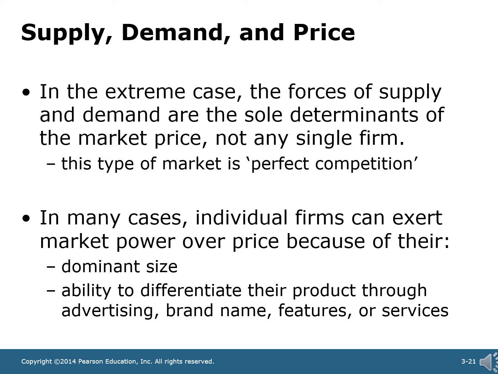This is very rare. So this is like the market for goods that are completely homogeneous, that there's no difference between where you buy them. So things like agricultural goods are the best example of this.